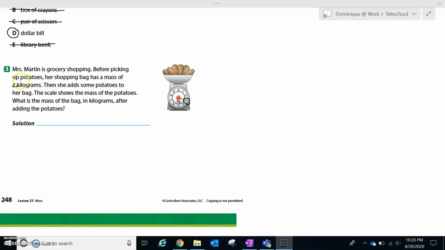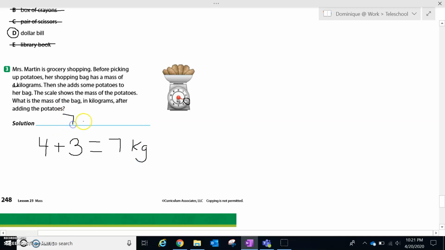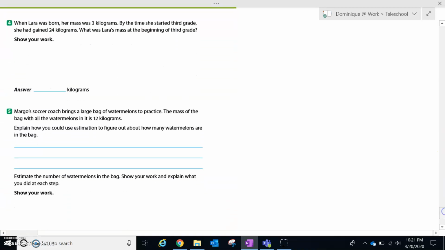So if she started with 4, and we've added 3 more kilograms to her basket, what operation would we use? Addition. Good job. So we're going to add her 4 kilograms plus those 3 kilograms from the potatoes, which gives us a total mass of 7 kilograms. Good job, guys. You can actually write that up here on the line. Last page, and then we're done for the day.